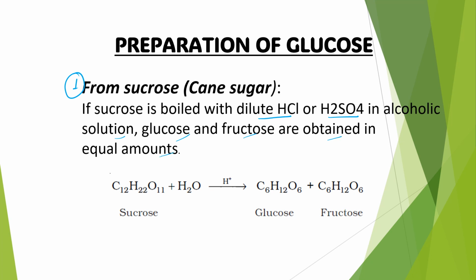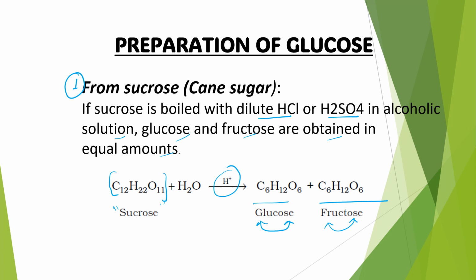So in this reaction, the sucrose molecular formula is C12H22O11 and it undergoes hydrolysis in acidic medium, and a molecule of glucose and a molecule of fructose is formed. Remember that glucose and fructose have the same molecular formula but different structural formula. We will study that in next videos.